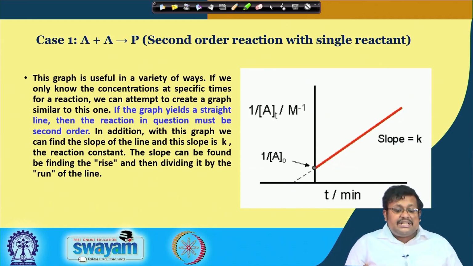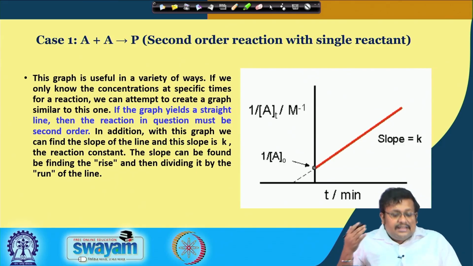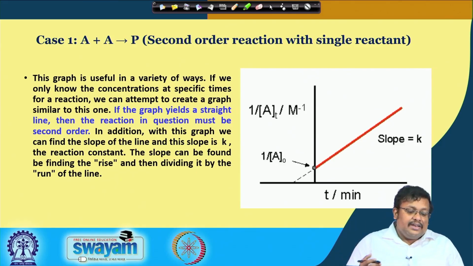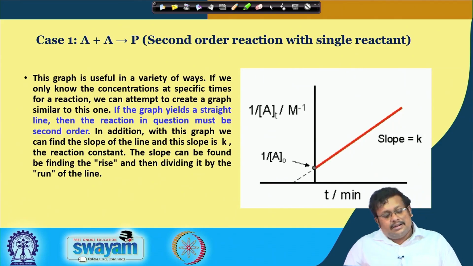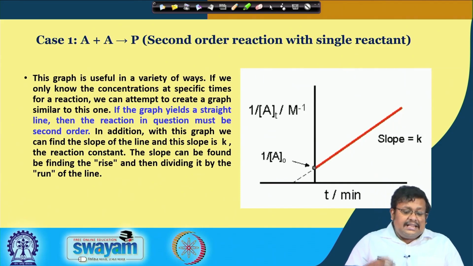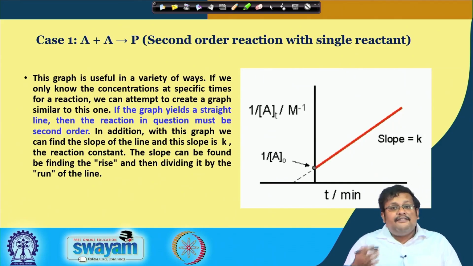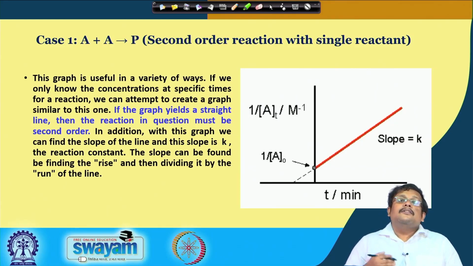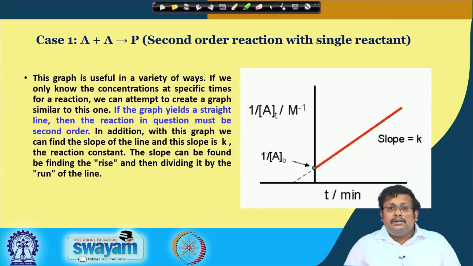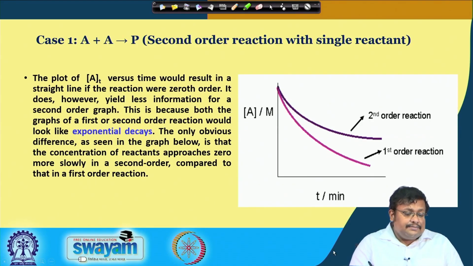In addition, with the graph we can find the slope of the line, and this slope is k, the rate constant for the second order reaction. The slope can be found by finding the rise and then dividing it by the run of the line. So, this is how we can plot and calculate for a second order reaction.